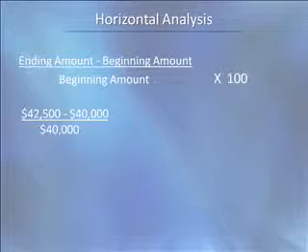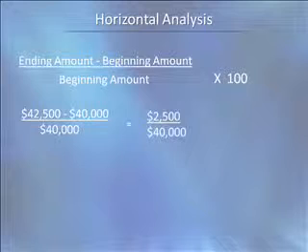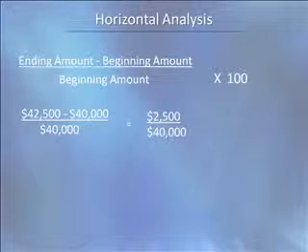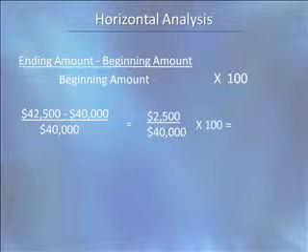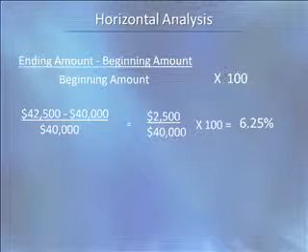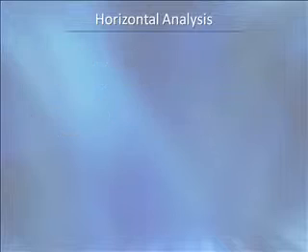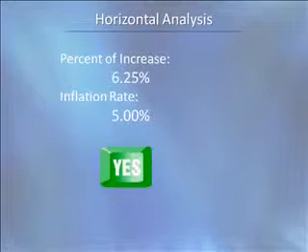The new salary is 42,500 and the current salary is 40,000. Thus the amount of change is 2,500. Divide the amount of change by the current salary of 40,000, multiply by 100, and the answer is a 6.25% increase in salary. This 6.25% increase is more than the 5% inflation rate.